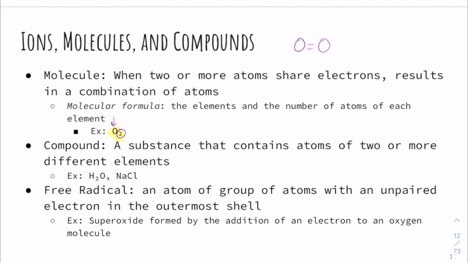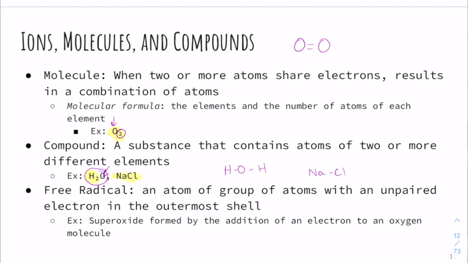We also have compounds, which is different elements together. Like H2O is a great example. That's water. We have 2 hydrogen atoms, and we have 1 oxygen. So we have hydrogen, oxygen, hydrogen. That's what makes up water, or sodium chloride, NaCl. That also has 2 different elements to make up a compound.